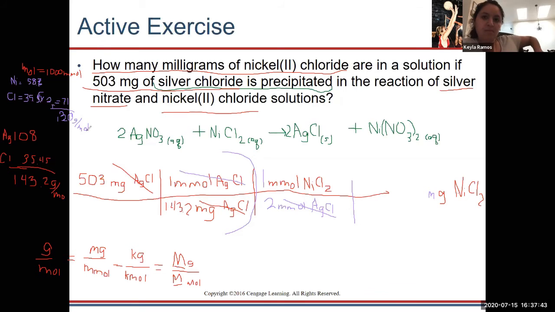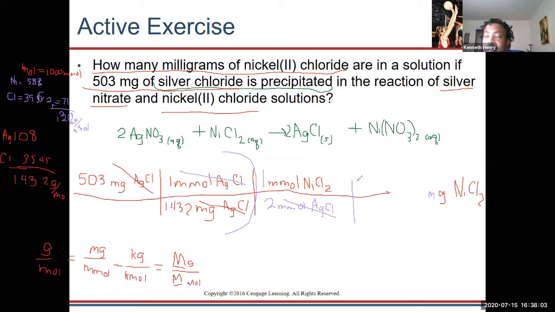So, it's milligrams per millimole. We're using milligrams. Okay, so that's going to be on top or on bottom? 130, is it going to be on top or on bottom? On the bottom. Top.